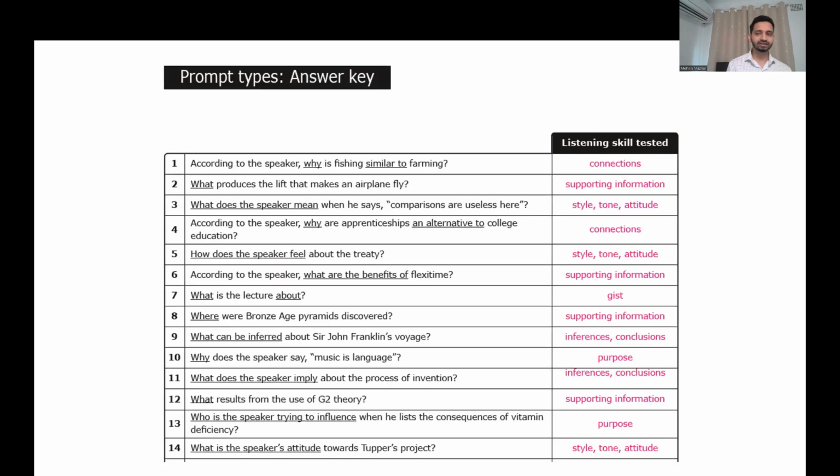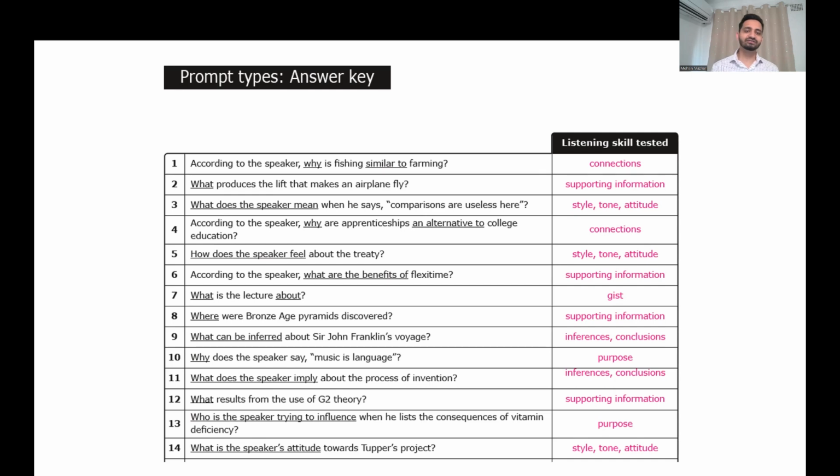All right, I hope you had a chance to look at the prompts. Now, when you get these prompts, what are the things it's testing you on, right? What's the skill that's tested? So let's look at number one. According to the speaker, why is fishing similar to farming? Okay, so it's asking why fishing is similar to farming. What is it looking for? Similarities, isn't it? It's looking for connections, okay?